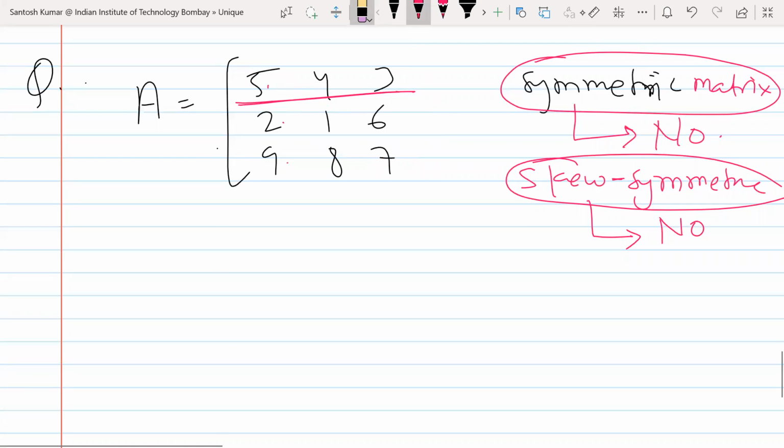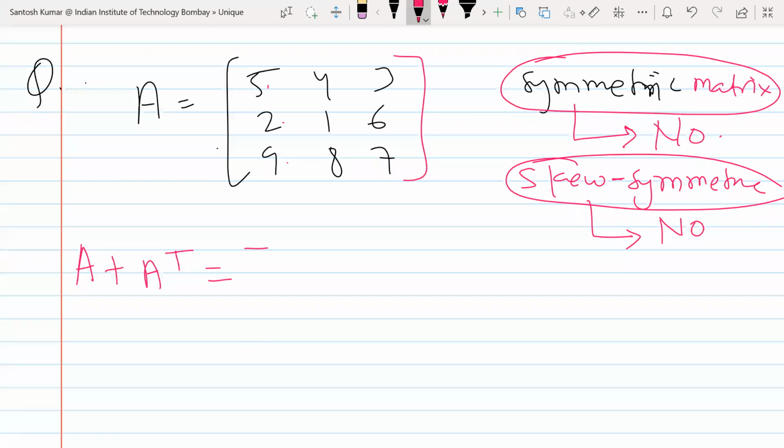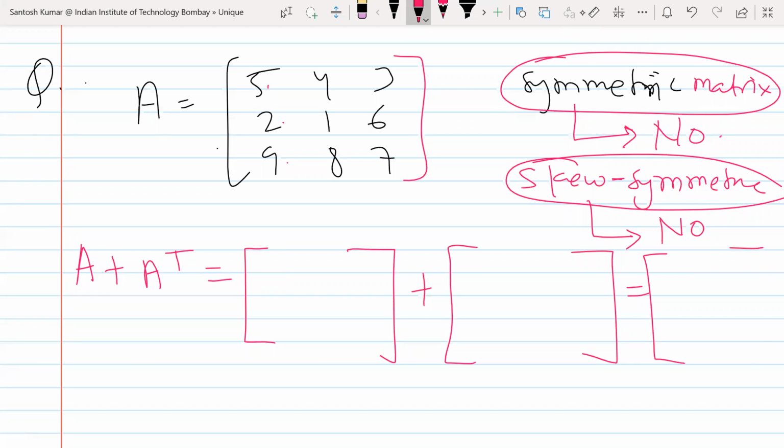But corresponding to every matrix, you find A plus A transpose. A is already given. You know how to find transpose. Then add both and tell me finally A plus A transpose. Quickly tell me, everyone. Then calculate A minus A transpose. So use your pen and paper, okay?